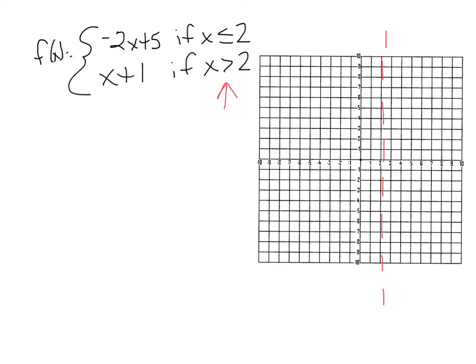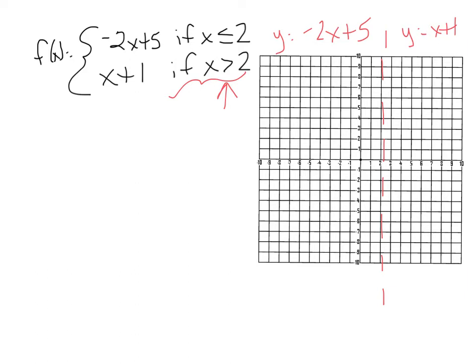So I know the left side of my graph is going to be what? Yeah. y is equal to negative 2x plus 5 because that is where my x values are less than or equal to 2. Now with that in mind, what's going to be on the right side of my cheater line? Yep, exactly. y is equal to x plus 1. So on the right side of my cheater line, where the x values are greater than 2, that's what's happening. Where the x values are less than or equal to 2, that's what's happening to the left.